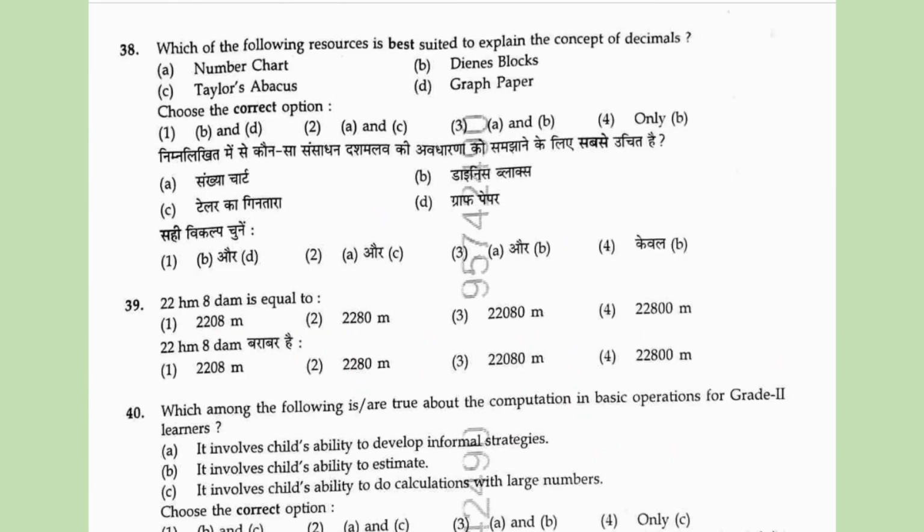Now, which of the following resources is best suited to explain the concept of decimals? C will not be there. You don't use an abacus to teach decimals. And graph paper will definitely be there because graph paper is used to teach decimals. Now comes the options. If given to me, I would have gone with A and D, but A and D does not exist. Anywhere there is C, I'm going to first cancel that out. So A and C, it does not have D, only B, no. That just leaves us with B and D. Dienes blocks would not have been my first choice to teach decimals. I would rather use a number chart, but that's the only option available. D has to be there. Graph paper is one of the best resources you have to teach decimals. So I shall go with B and D, that is Dienes blocks and graph paper.